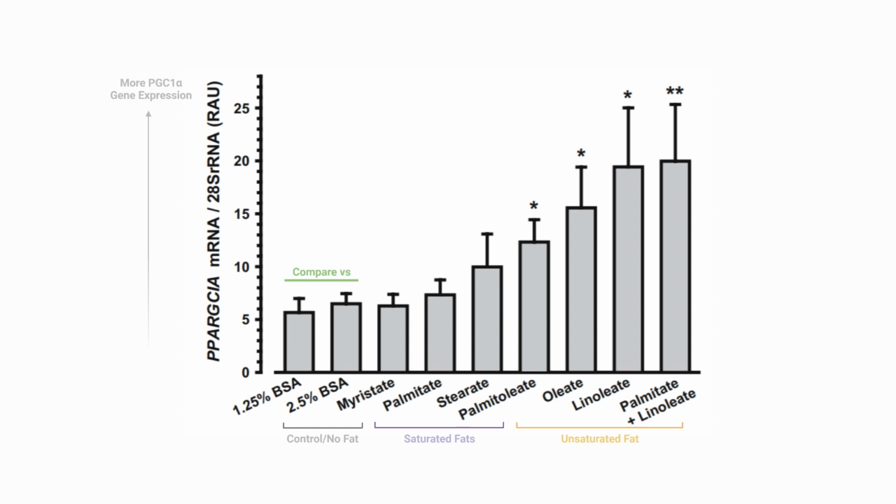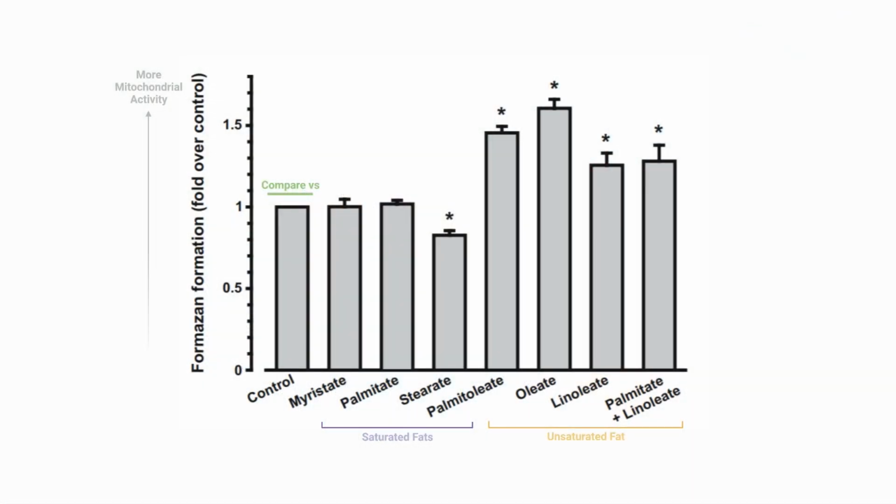Or gene expression, I should say. So that's an interesting piece of data. That means unsaturated fats are exciting this increase in PGC1 alpha, and the saturated fats are having no effect on PGC1 alpha.